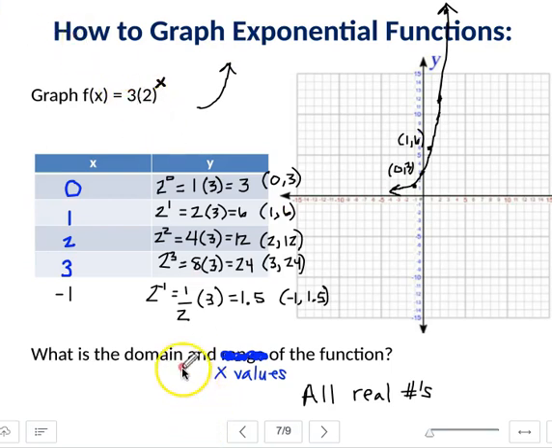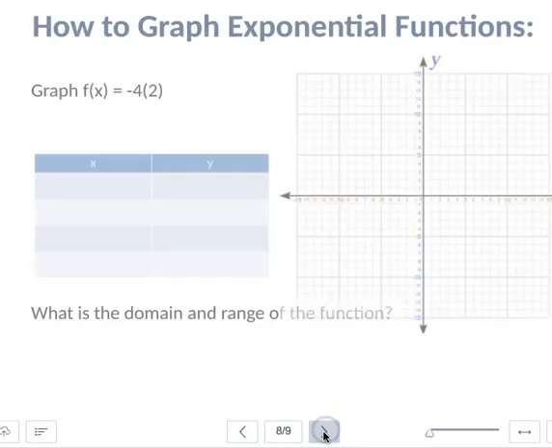So the domain is our possible x values. And in this case, it is all real numbers because our graph can keep going in the left direction and in the right direction. So I'm going to go on to the next slide. So if you need more time, go ahead and click pause.